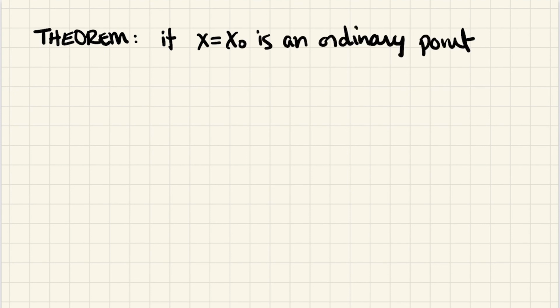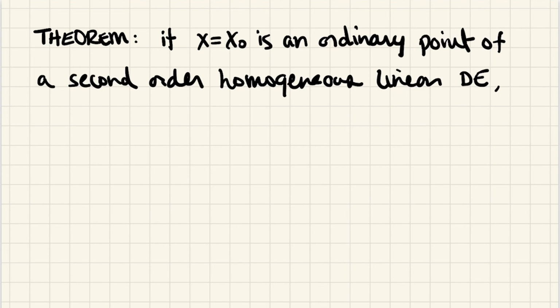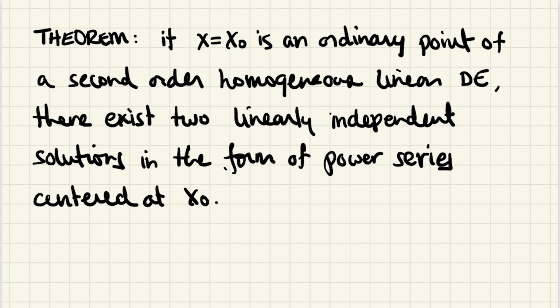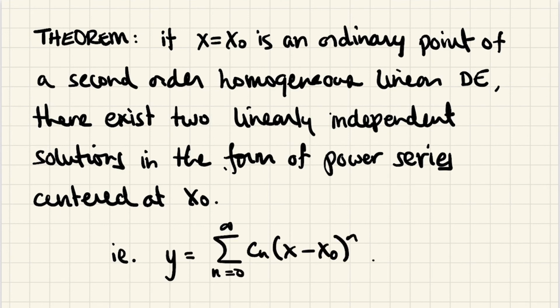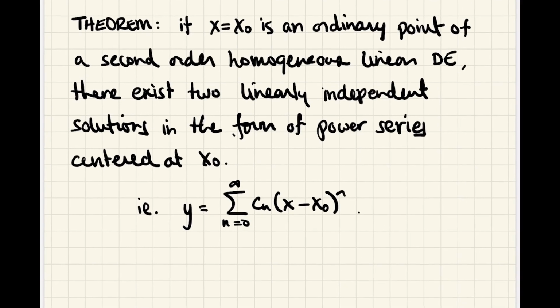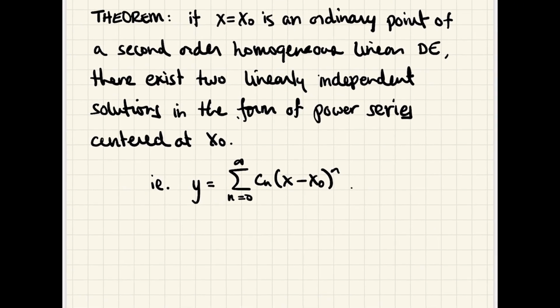Okay, let's summarize this in a big theorem about why we care about the distinction between ordinary and singular points. So this says, if you have an ordinary point of a second-order homogeneous linear differential equation, then you can solve the differential equation in terms of power series that are centered at whatever ordinary point you want. We usually choose 0 when we can. So in other words, the solution takes on this form. The radius of convergence of this power series will always be the distance from x0, where we're centering, to the nearest singular point, if such a singular point exists.